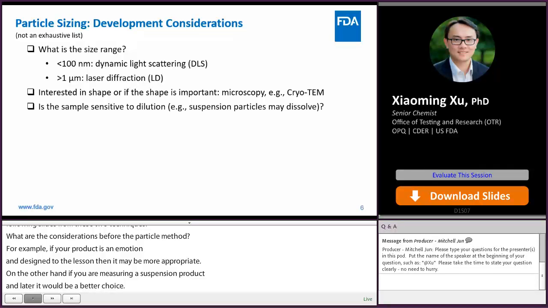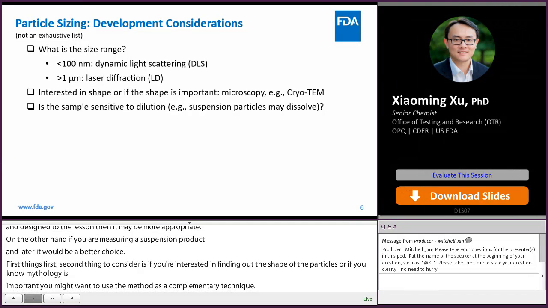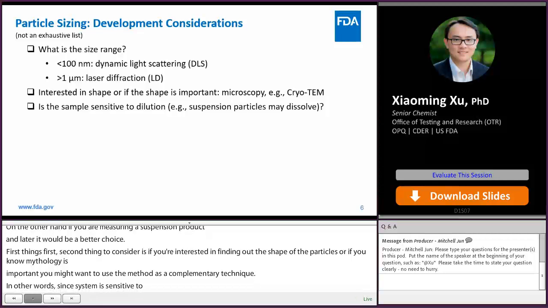Now, if you know the particles can dissolve under dilution or aggregate, in other words, the system is sensitive to dilution, now you really need to be careful in selecting the right dispersion medium. For example, making sure you pre-saturate the medium with the drug. And you also need to be careful about selecting the appropriate dilution where it has less impact.